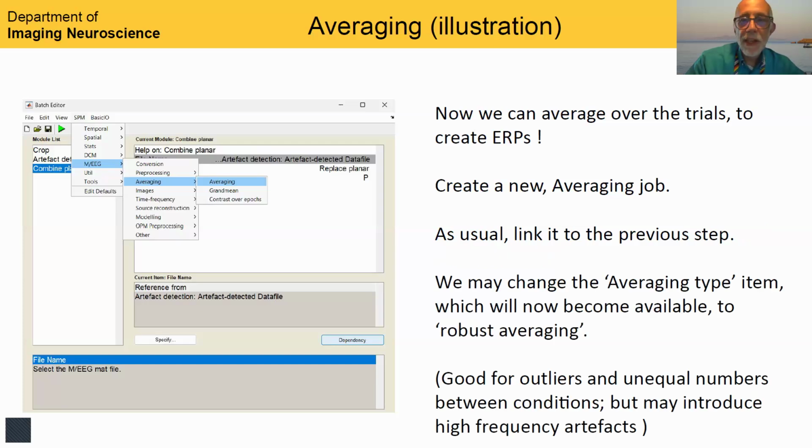There's going to be an averaging type that appears. And there's an argument to select robust averaging, which is good if your data has outliers or unequal numbers of trials between conditions. But it may introduce frequency artifacts. So for now, just stick with the default, the standard.